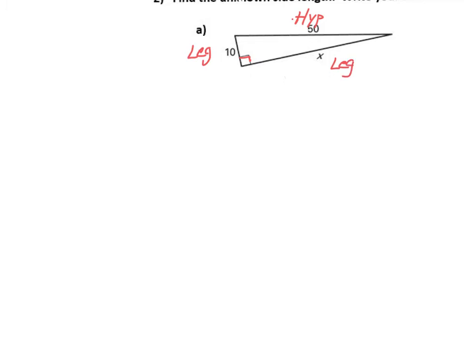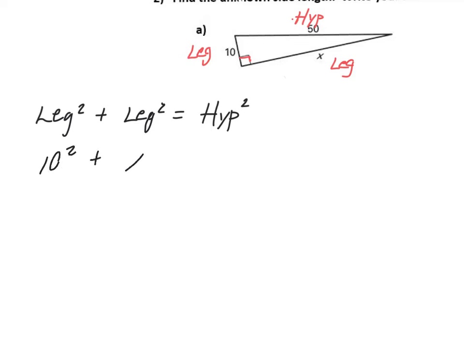So once again, if it helps, write out your equation first. I know it's going to be leg squared plus leg squared equals hypotenuse squared. So now I can start to fill in my values. As I said, it doesn't matter which leg goes where. I'll put 10 in the first spot, x in the second spot, and then my hypotenuse in this case is 50 squared. So the first thing I have to do is actually square my terms according to my order of operations.